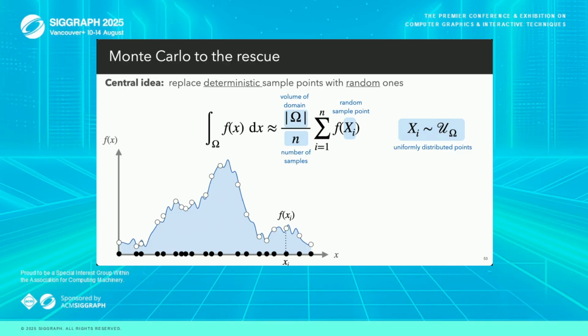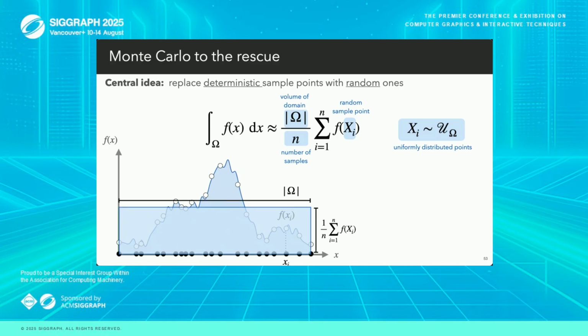So this is another estimate of my integral that, again, will end up being, as we'll see in a few slides, correct in the sense that it's going to approximate the correct value now in some statistical sense, given that we have random points. Effectively, what I'm doing here is approximating the integral with a rectangle of height equal to the average value of my function at the random points I sampled, and a width equal to the domain of integration.